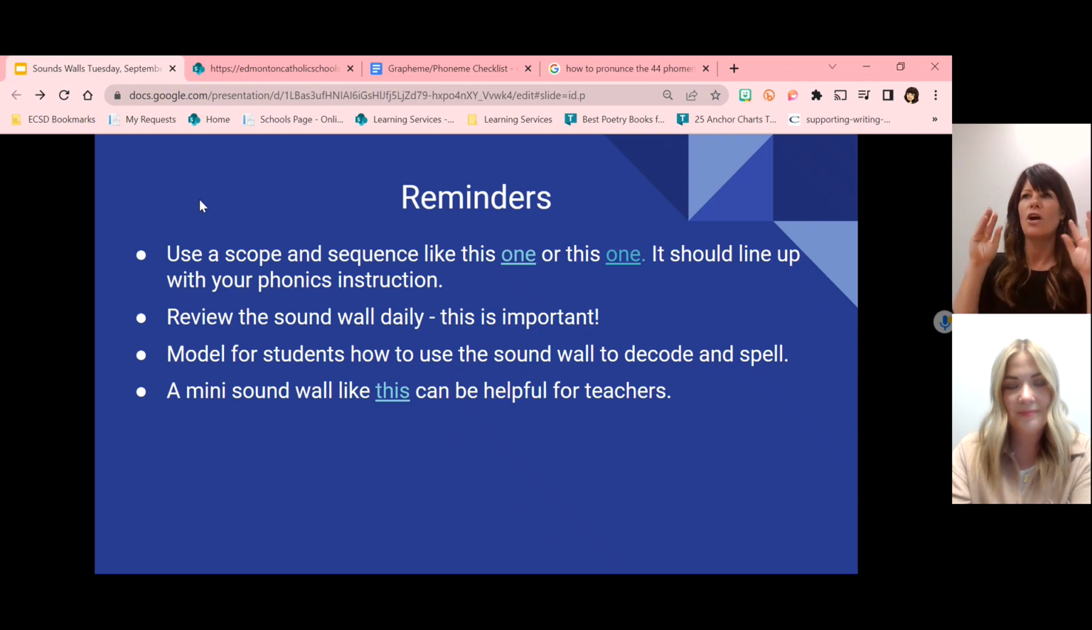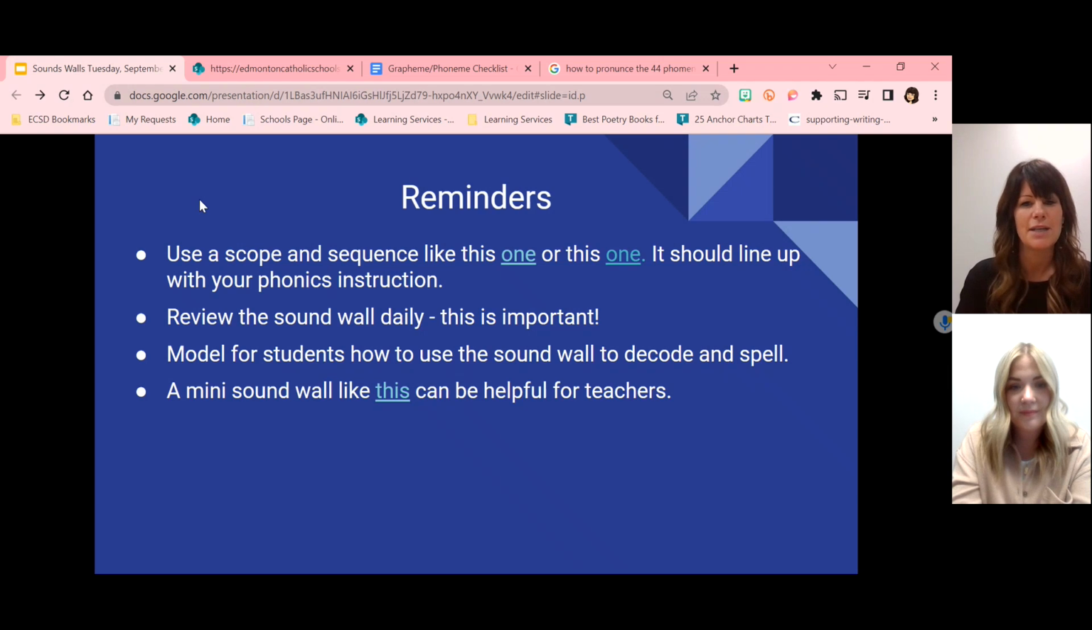So there's not one agreed upon scope and sequence that's the perfect one, but it's usually based on the most common consonants first, some short vowels so that students can start building some simple words. Okay, so just keep that in mind as you're doing your instruction. Review it daily. We all know this is important. We just run out of time sometimes, but prioritize it because this is a lot of bang for your buck, right? Teaching sound walls really does help students with reading and writing. So you want to review those skills daily so they stick.